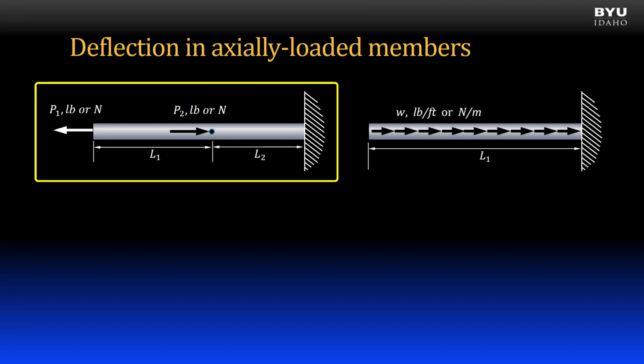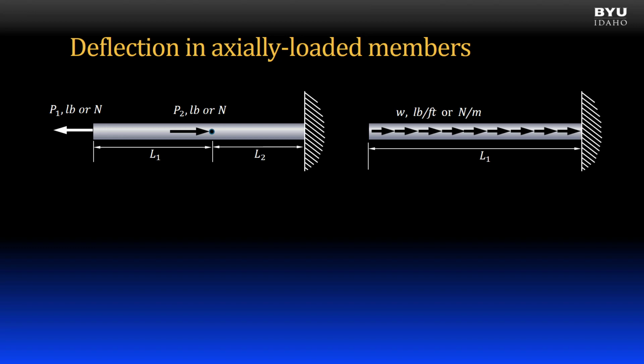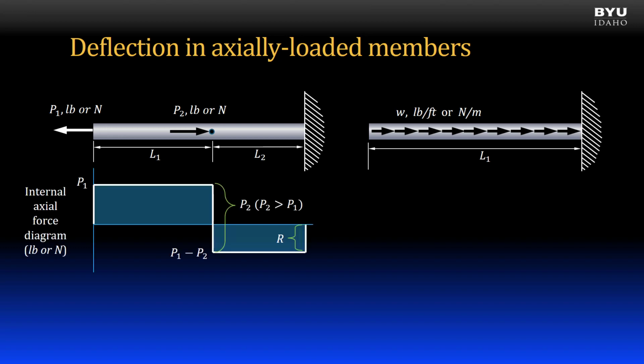In the member on the left, two concentrated axial forces are applied. Since the deflection equation is based on internal force, it can be very helpful to plot an internal force diagram. Here's the diagram for the member on the left. Note that tension forces are plotted as positive. For the left section of the member, the internal force is equal to P1. For the right section of the member, the internal force is equal to P1 minus P2. Here it is negative since P2 is greater than P1. The jump to 0 at the right end of the graph is equal to the reaction force at the support.